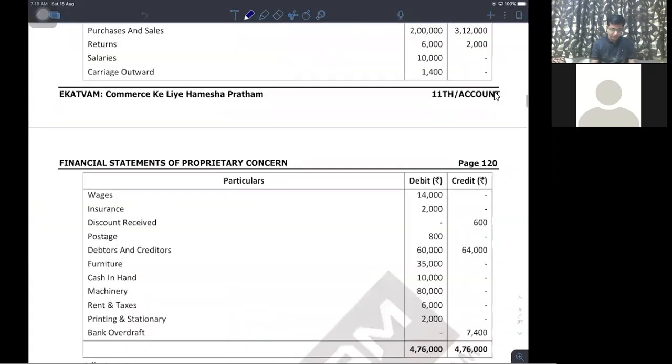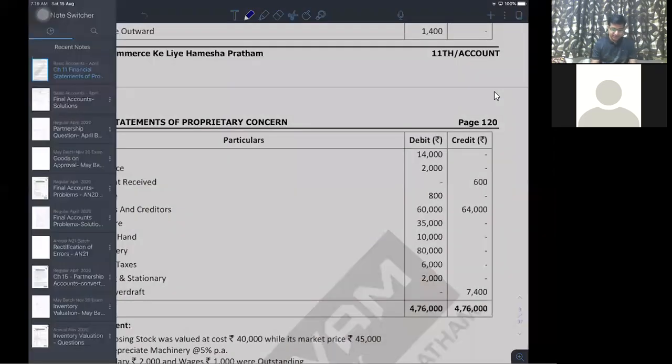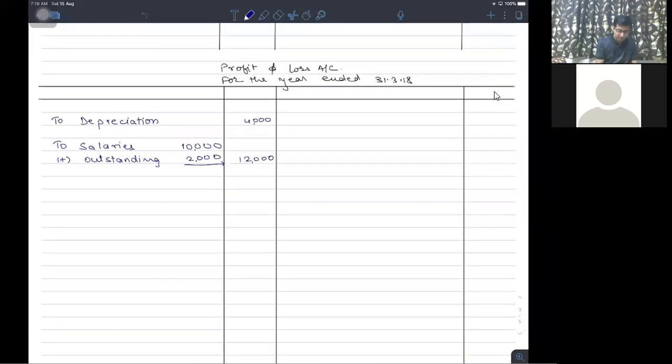The insurance was prepaid to the extent of 500. Insurance given to us is 2,000. So your insurance expense for the year will get reduced. Therefore, P&L account debit side, to insurance, inner amount column rupees 2,000 less. Why less? Because prepaid is not the expense of current year. That's why it is reduced from the expense of current year.